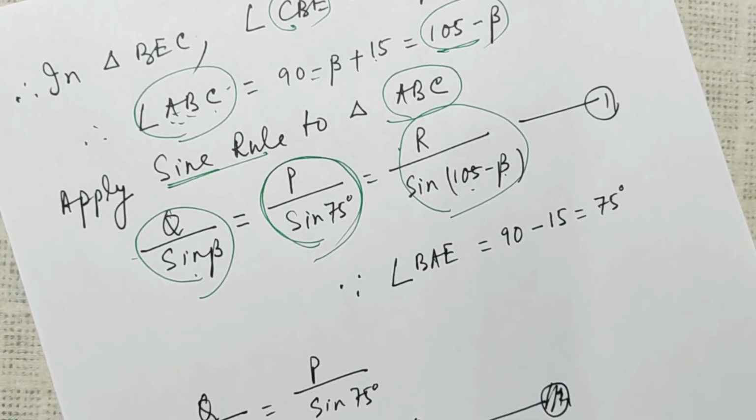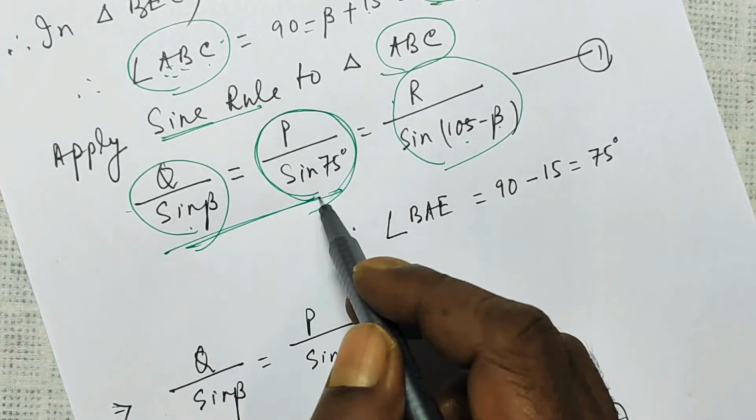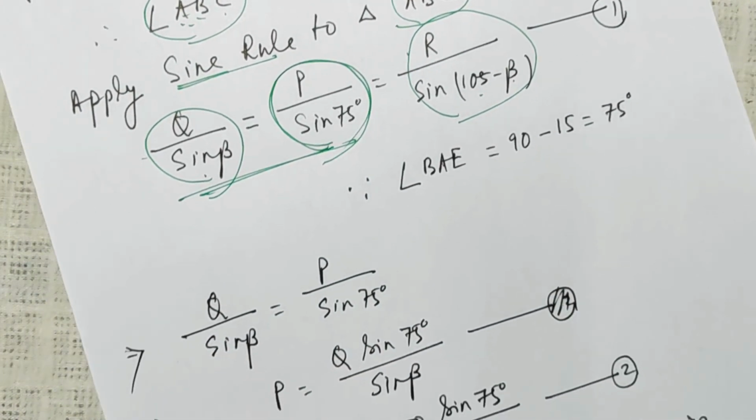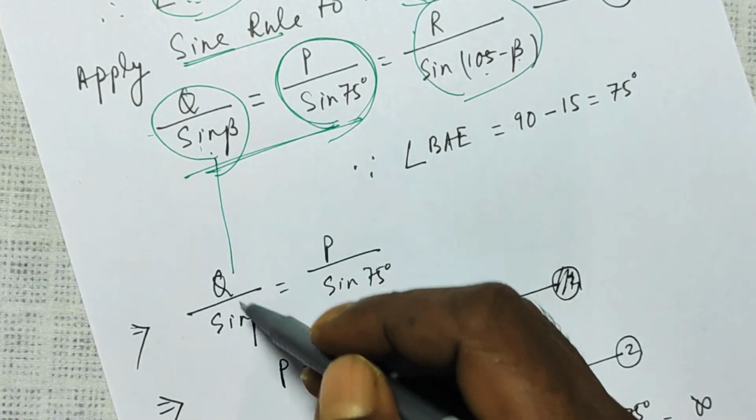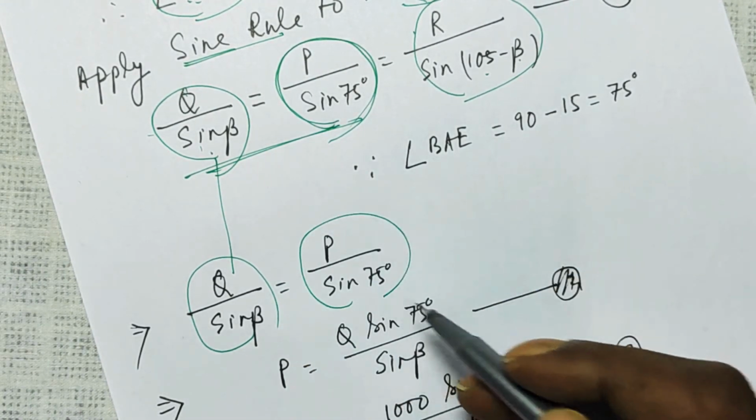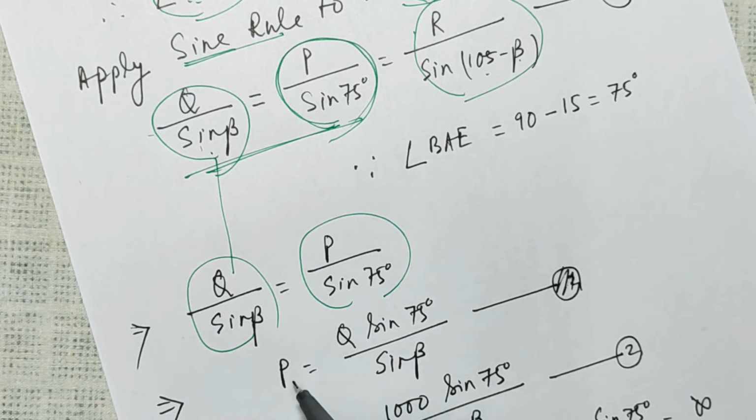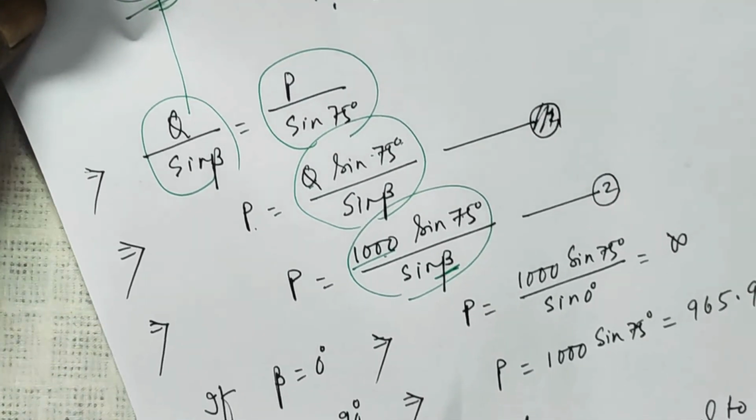Now let us consider these two things only. That is Q over sine beta is equal to P over sine 75. If you cross multiply, you get P is equal to Q sine 75 over sine beta. Q is given as 1000, so 1000 sine 75 by sine beta. We don't know beta yet. Now we'll prove it to be 15 degrees.